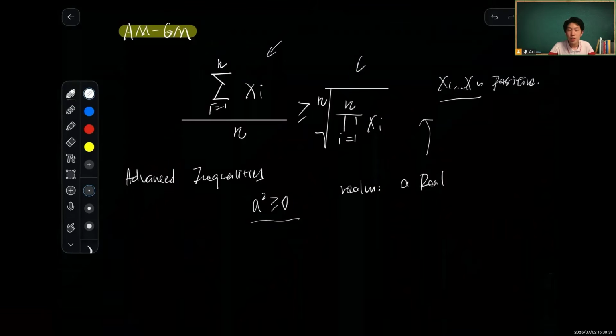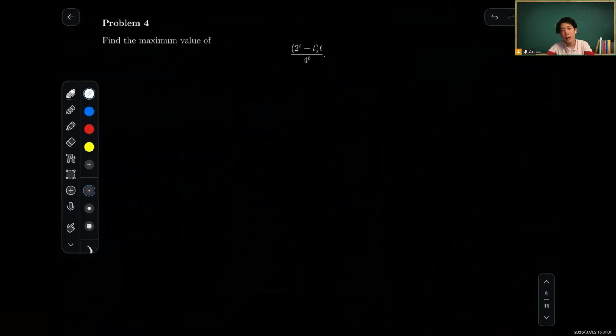So AM-GM is a complicated inequality, and I admit it is something quite interesting and something quite hard. Some problems related to AM-GM can be quite difficult, but let's dive into it carefully. I'm going to first give you a few examples so you can have a better understanding of it, and then we'll try some problems. So before we tackle this problem, let's review what is happening.